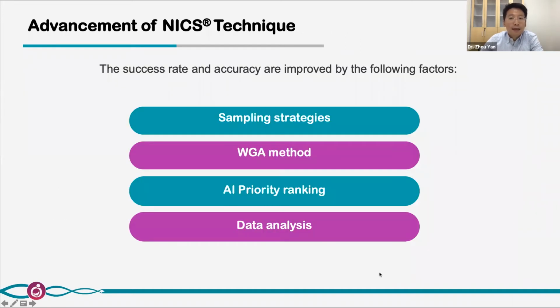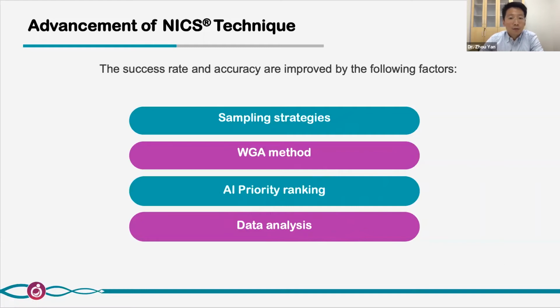So after NIPT has been developed, we have kept improving this technology based on the feedback from the clinicians, from the clinical applications, and the data accumulated around it. So we have made certain changes and improvements for the following 4 sessions. The sampling strategies, the whole genome amplification method, and the AI priority ranking systems were introduced for an improvement of the data analysis and reporting systems.